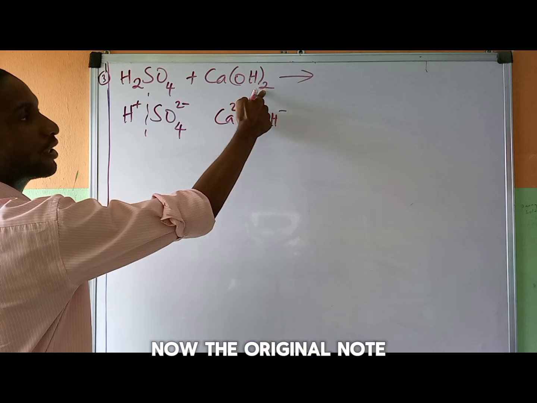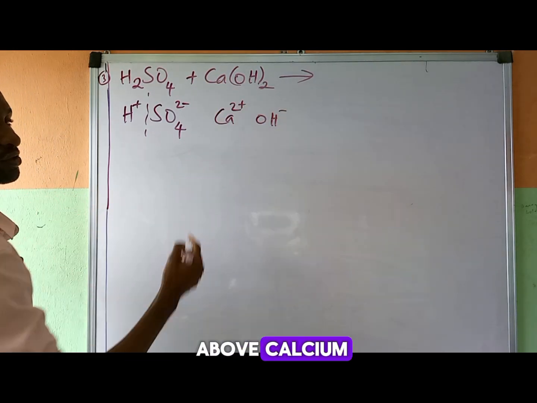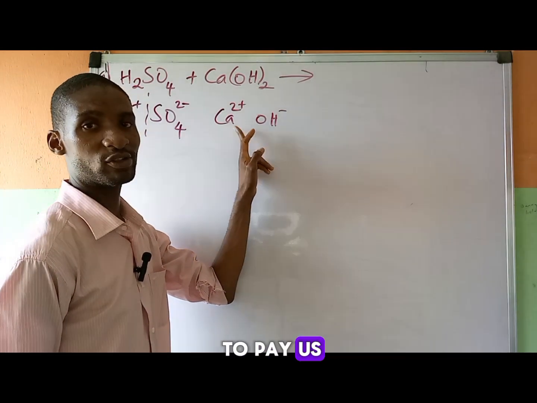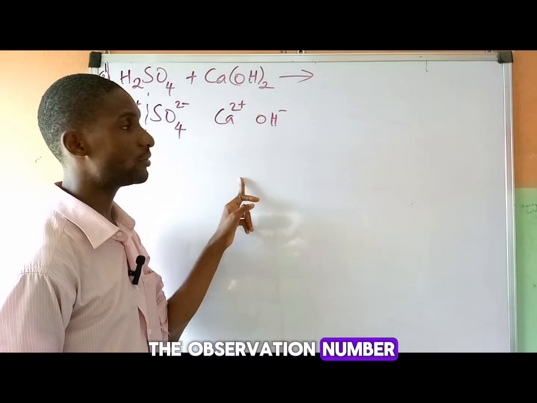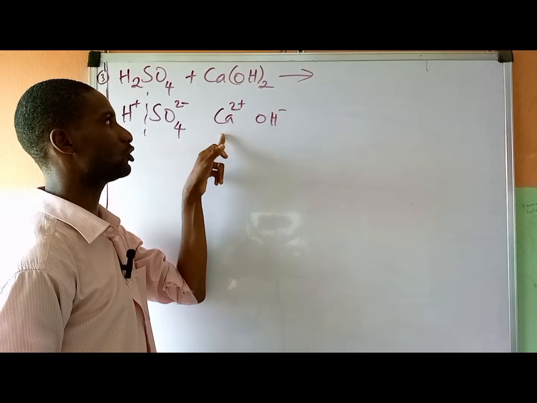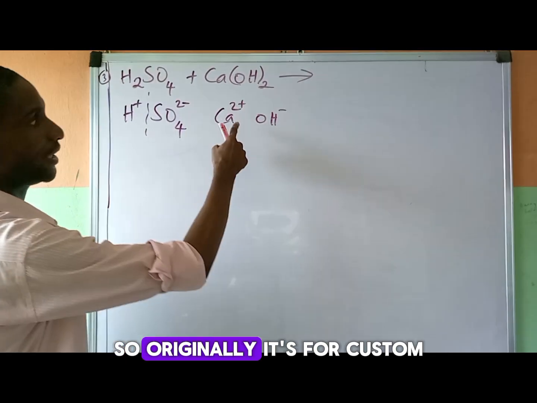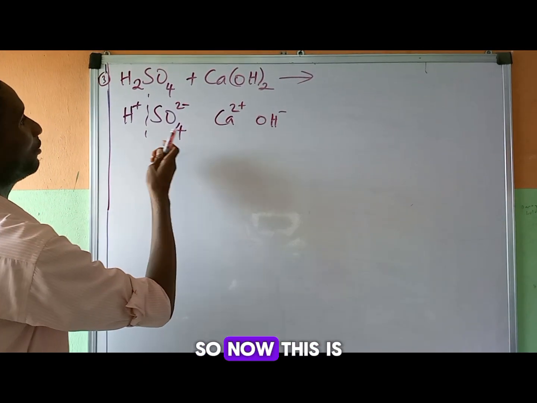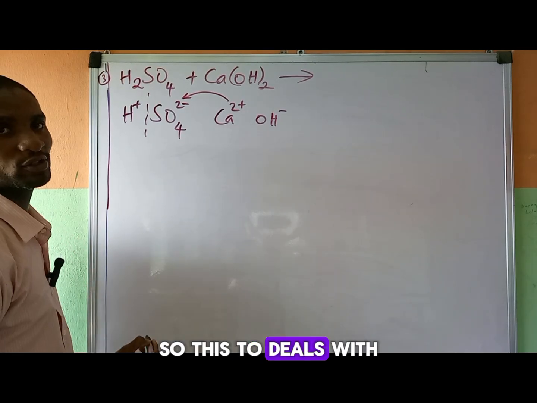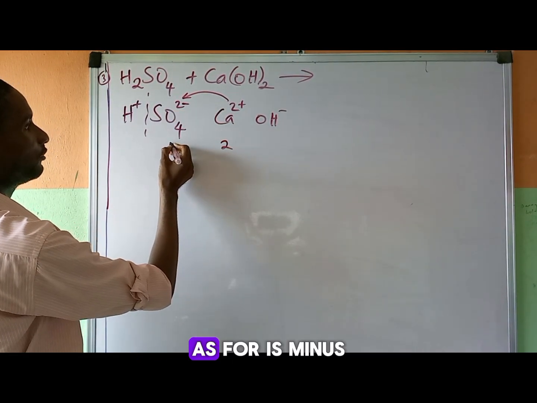Now the original owner of these 2 is actually calcium. It's the oxidation number of calcium. Remember, I told you when 2 ions react, they exchange the oxidation number. So calcium exchanges with 1 here, OH exchanges with the 2 here. That's why you have (OH)2. So originally it's for calcium. So now this is positive and negative. So these 2 ions will react together. The oxidation number of calcium is plus 2. SO4 is minus 2.